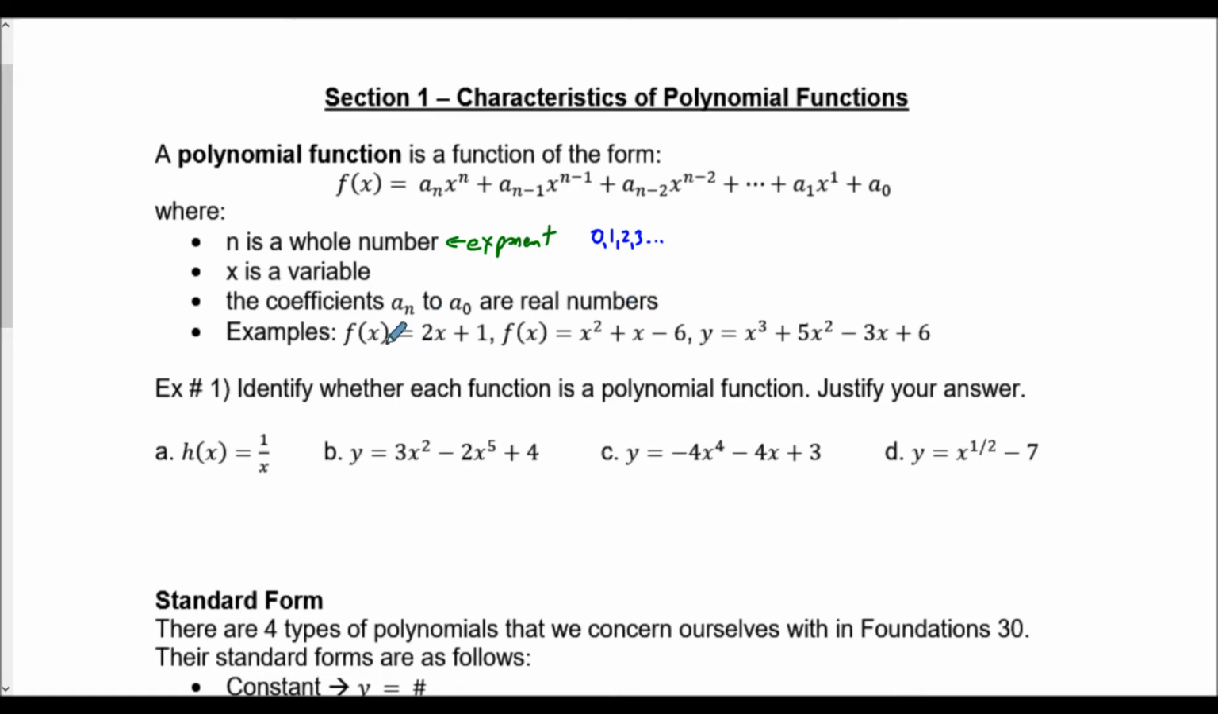So some examples would be like this. Our f of x is 2x plus 1, or f of x is x squared plus x subtract 6, or y equals x cubed plus 5x squared minus 3x add 6. So those are all examples of polynomials. Our first example is we are going to identify whether each function is a polynomial function or not. And we're going to justify our answer.